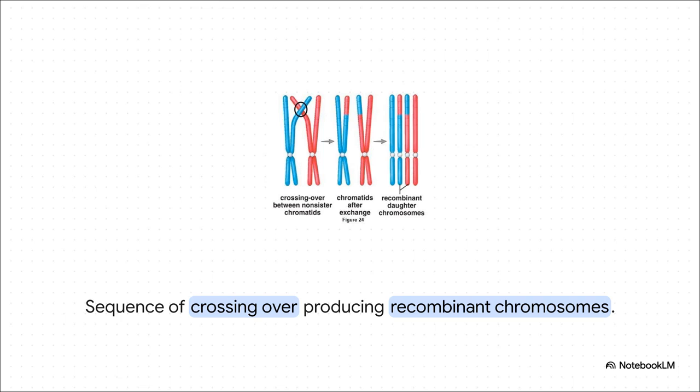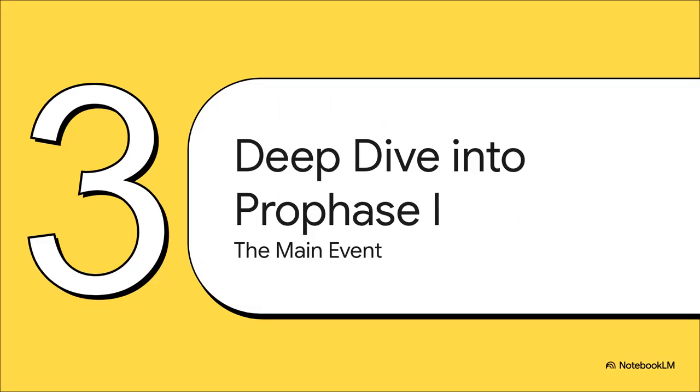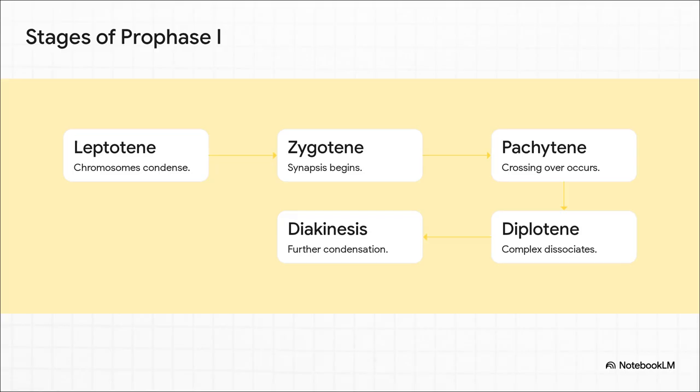Your parents' bodies are actively shuffling the genetic deck before dealing the cards. Which brings us to section 3. Deep dive into prophase I, the main event. Now that we know the lingo, let's unpack the longest, most critical phase of the whole process.